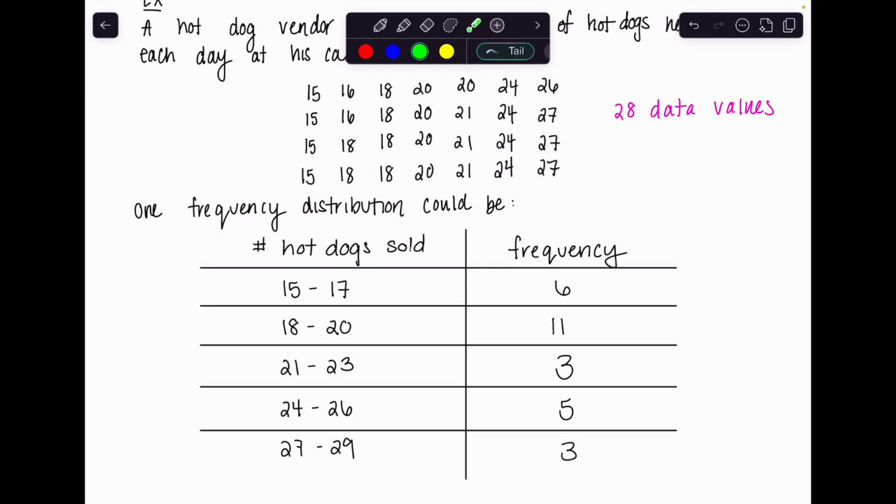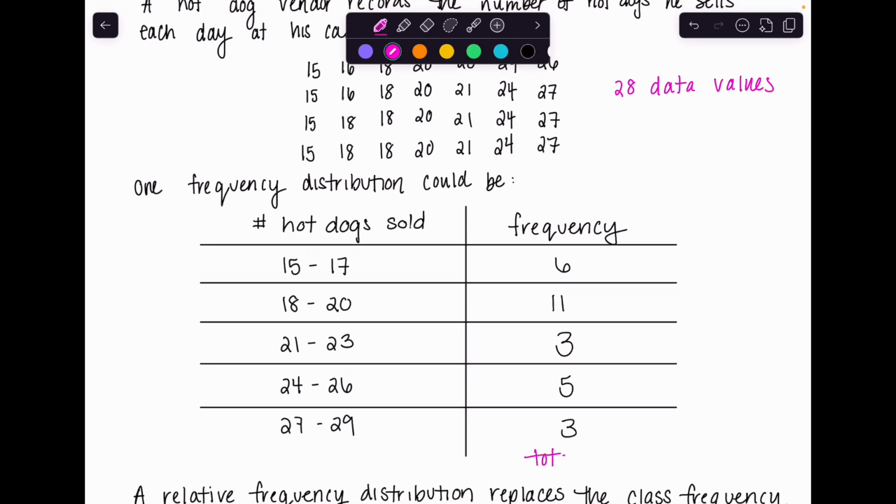If you go through and add all these up, 6 plus 11 plus 3 plus 5 plus 3, again should give you that grand total of 28. And indeed, if you plug that into your calculator, you'll see that's the case. Just adding them all together is a really quick way to check that you didn't miscount, especially when you're looking at an image online. It's really easy to miscount, okay? So that's our frequency distribution.